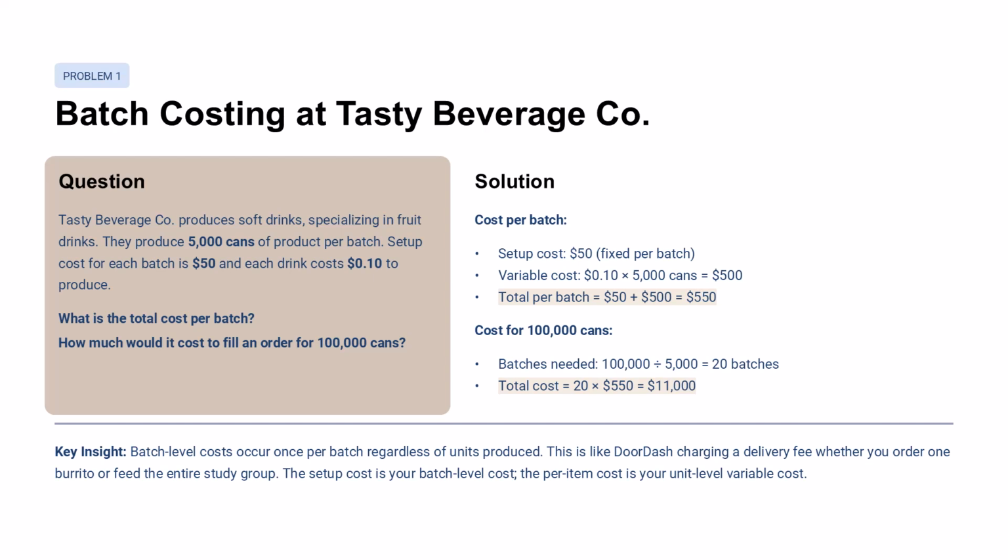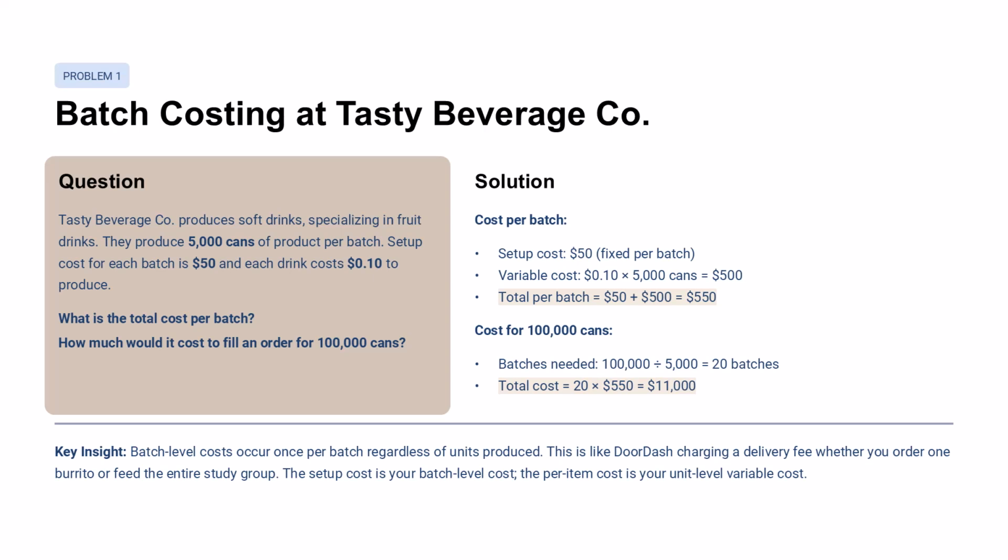Now imagine you're running a taco delivery operation and need to fulfill 100 taco orders, but your delivery driver can only carry 10 tacos per trip. You'd need 10 trips, each with that $5 delivery setup cost. Same math as Tasty Beverage. The batch constraint determines how many times you incur that fixed setup charge.